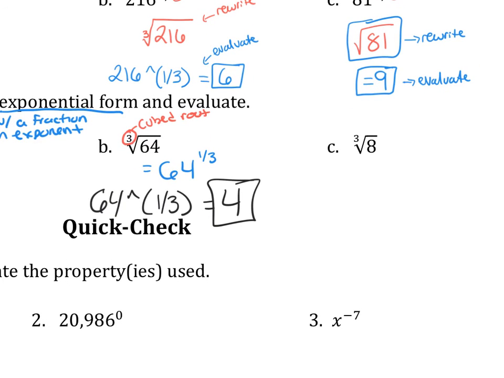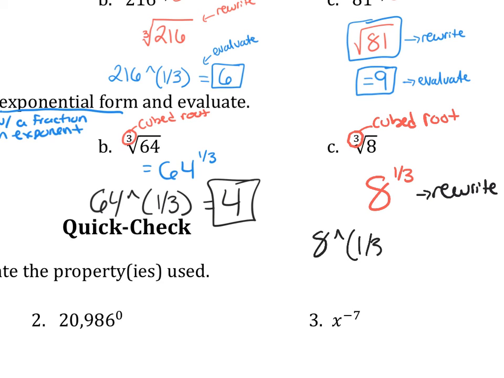Okay, and then the last one here, this again, we have that 3 as the root, which means it's a cubed root. So we'd have 8 to the 1/3 power. That's the rewriting part. And then to evaluate, you would do your 8 caret parenthesis 1 divided by 3 and hit enter, and you should get 2.